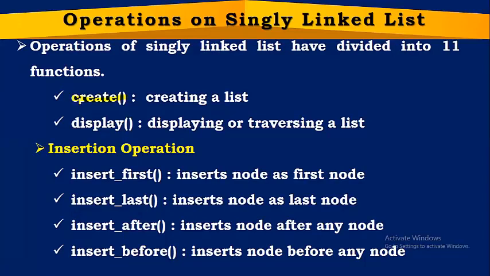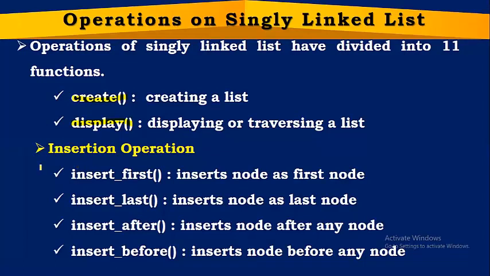Next, the display function. The display function is used for traversing. When you call the display function, it is going to display all the node values in a singly linked list. It is going to visit each node and display its node value from the first node to the last node. It is going to visit and display the value, the data part.